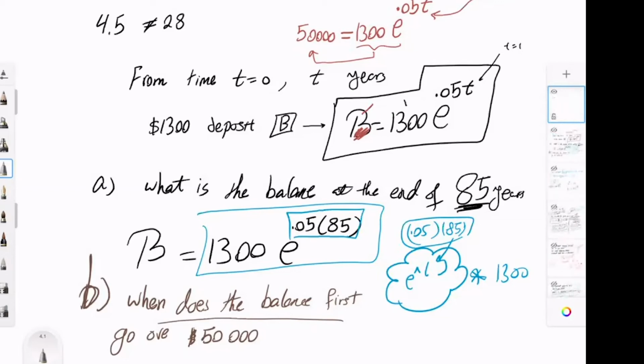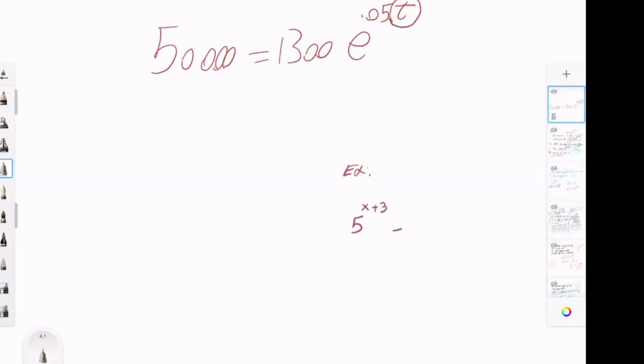So let's do this. Let me write it here. We have 50,000 equal to 1300 e to the power 0.05t. So we are looking for this t that's unknown. Yesterday we talked about how we solve exponential equations. One of the techniques we learned, example: 5 to the power x plus 3 equals 125. How do we solve for x? You categorize it. Is it linear, quadratic, cubic? What type of equation is this? We see x on top.